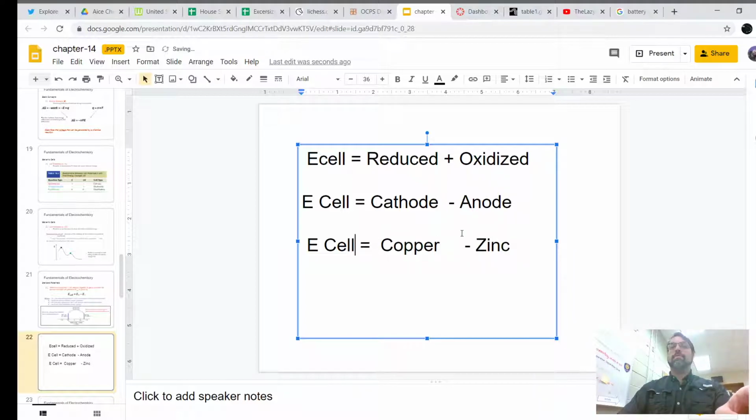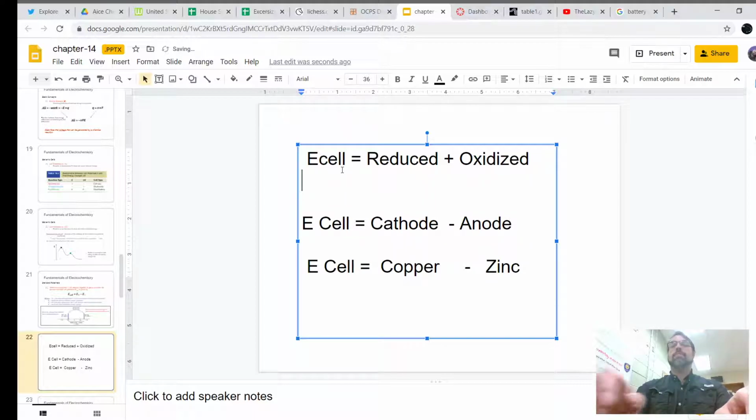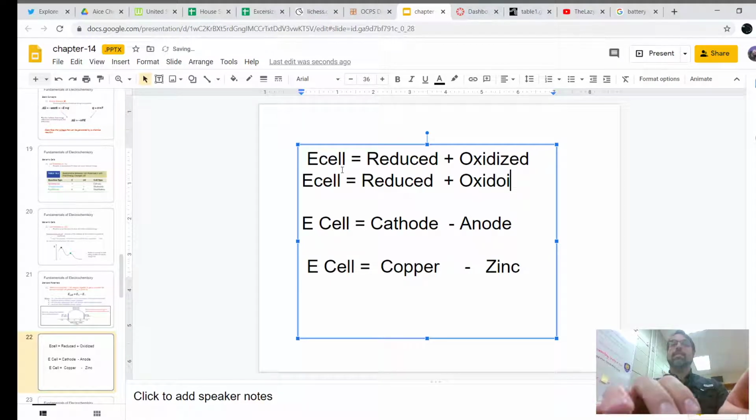Okay, so this one's going to be our lazy way. And for our E cell, for this one, we're going to go ahead and do it the official way, which is going to be our reduced plus the chances that it's going to be oxidized. So our cell, we're going to go ahead and put X here for this one.